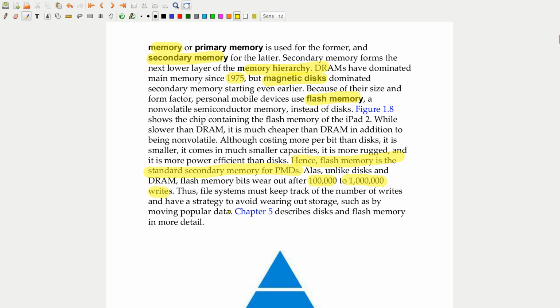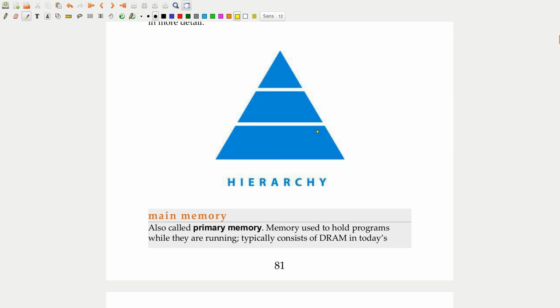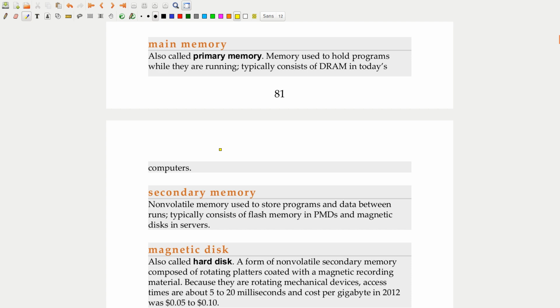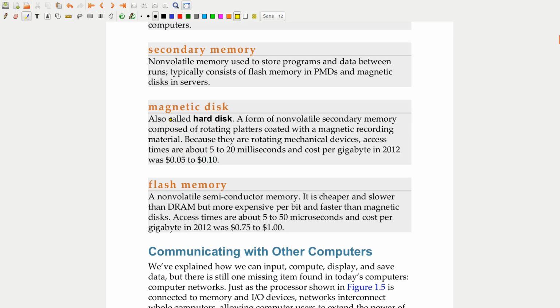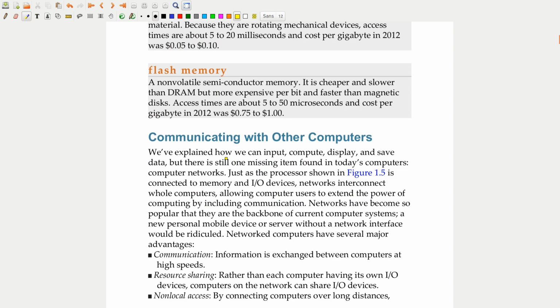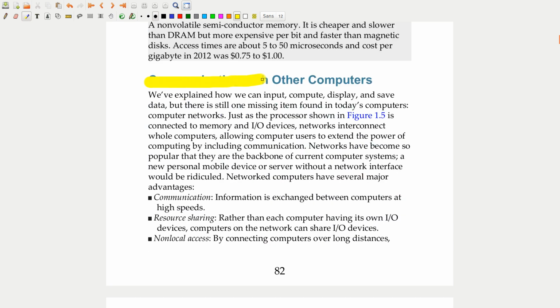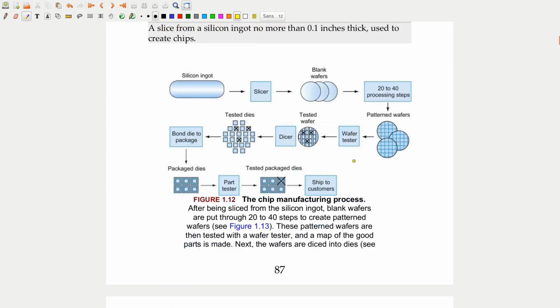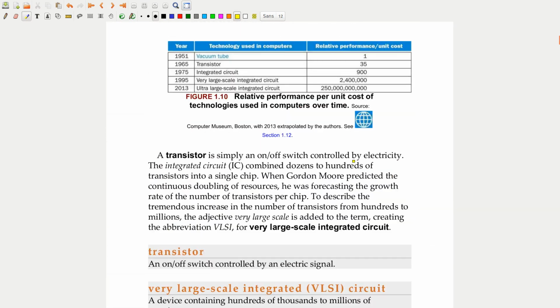So that's fairly interesting. Here we're talking more about the memory hierarchy. Okay? So magnetic disk, also called a hard disk, and flash memory, slower than DRAM, but fairly cheap. So communicating with other computers. Let's see how much more we have in this chapter. I think we're fairly close.